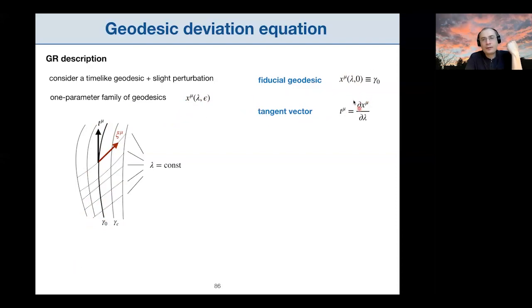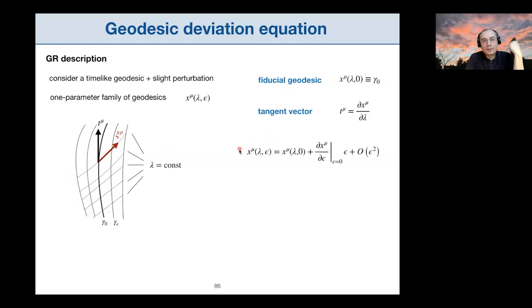And we can differentiate this function x mu of lambda, epsilon by lambda. This defines the tangent vector to the fiducial geodesic, but also to all other geodesics. The dotted line here corresponds to the points along different geodesics which correspond to the same value of the affine parameter lambda. And the solid lines are the geodesics themselves, parametrized by epsilon.